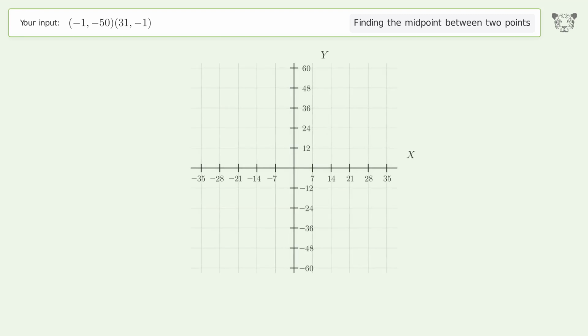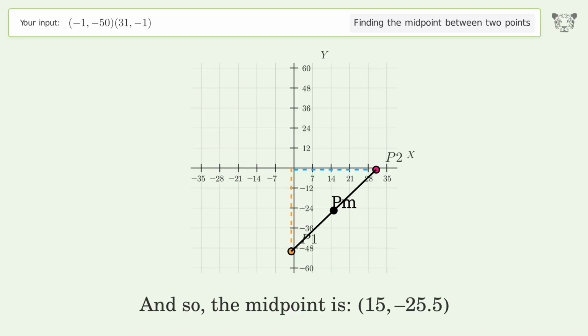And so, the midpoint is 15, negative 25.5.